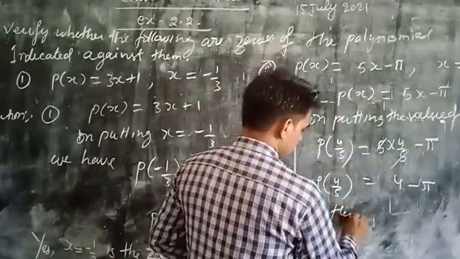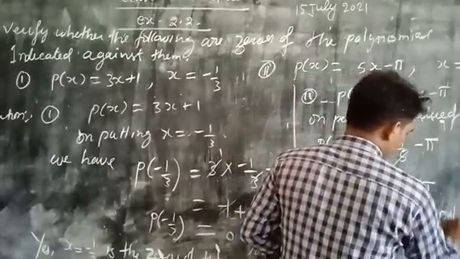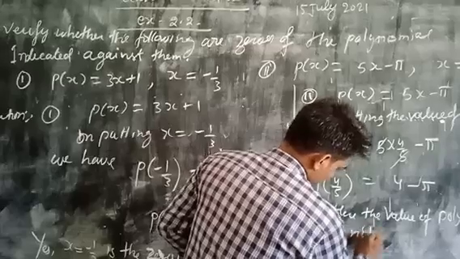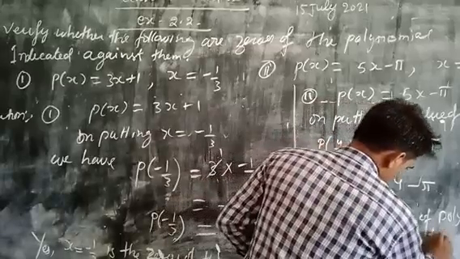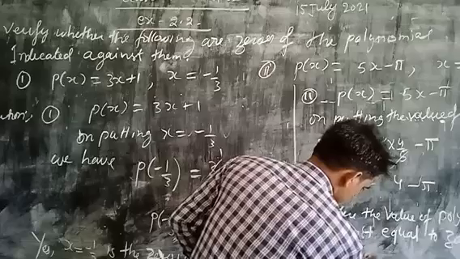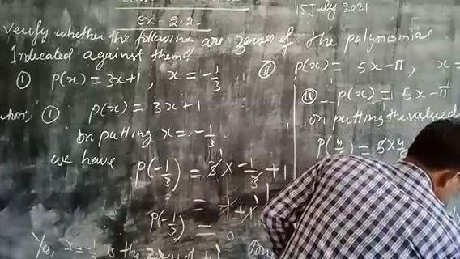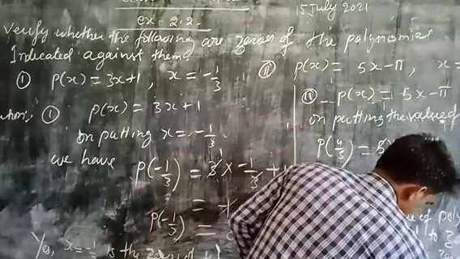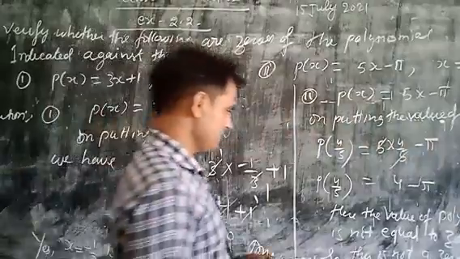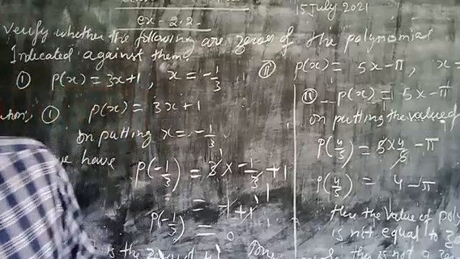So here the value of the polynomial is not equal to 0. So this is not a zero of the polynomial. Okay friends, so this is the solution of the question. Okay, next.